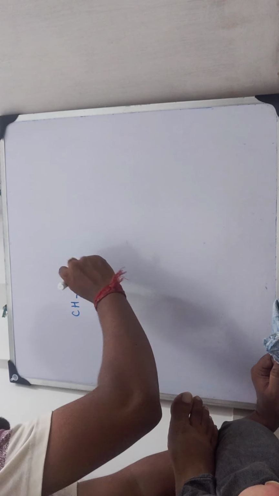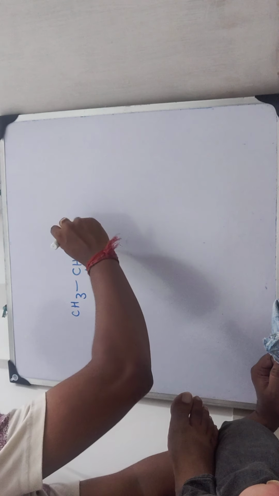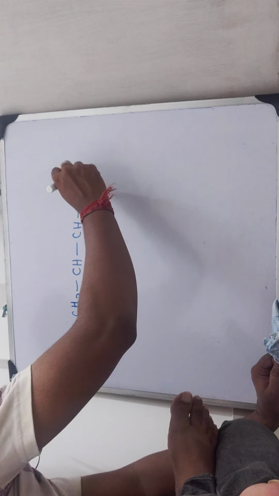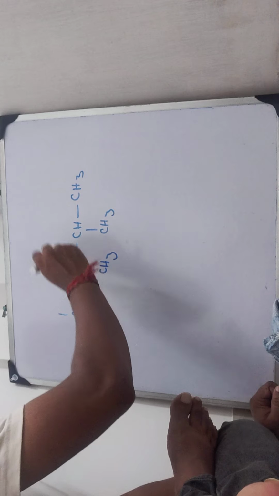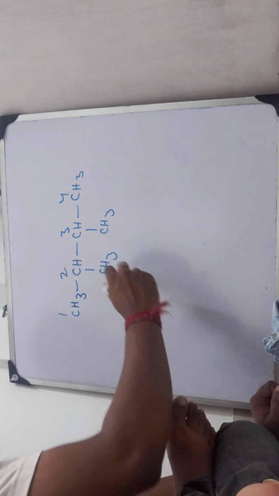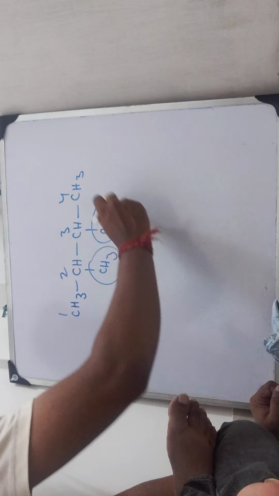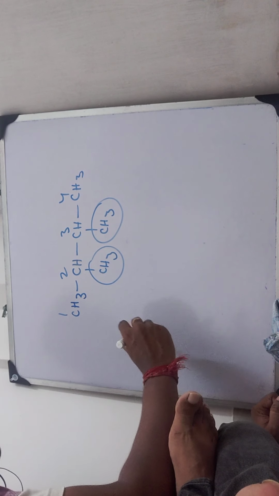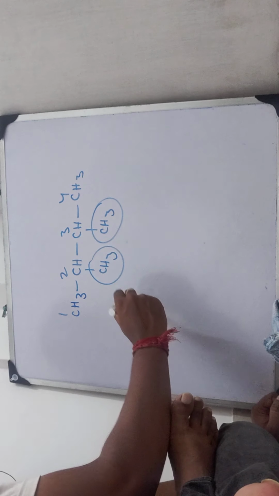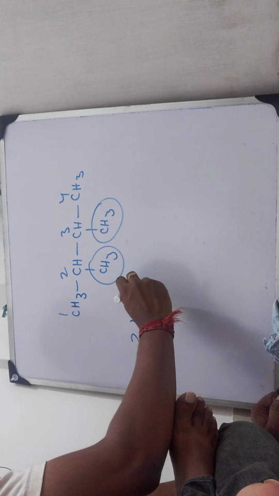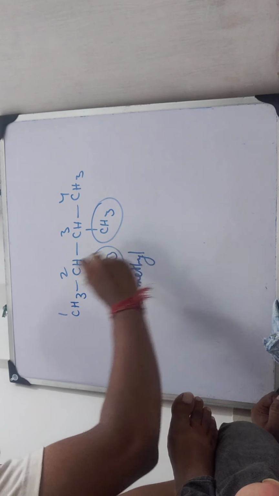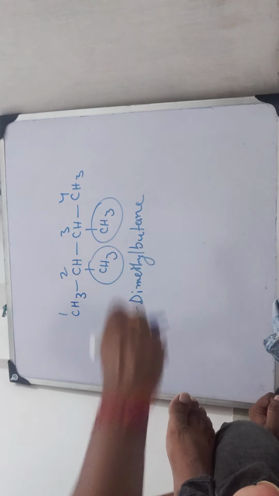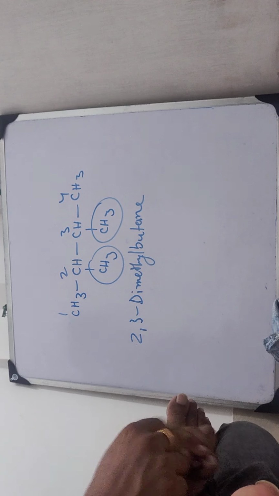CH3, CH, CH3, CH3, and again CH3. What will be the name of this compound? 1, 2, 3, 4. Number 2 position has 1 methyl group, and number 3 position has 1 more methyl. So you will write 2 comma 3. As 2 methyl groups are there, then dimethyl, and how many carbons are there? 4. That is why butane. 2,3-dimethylbutane is the name of this compound.